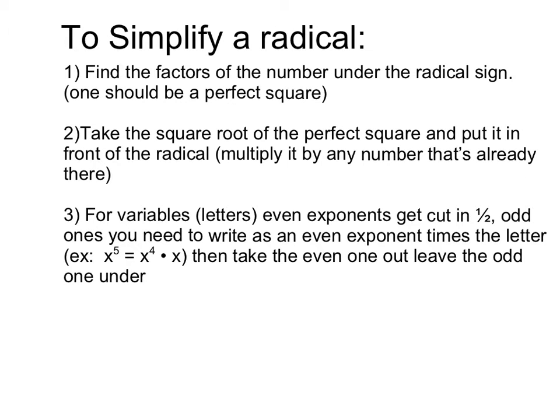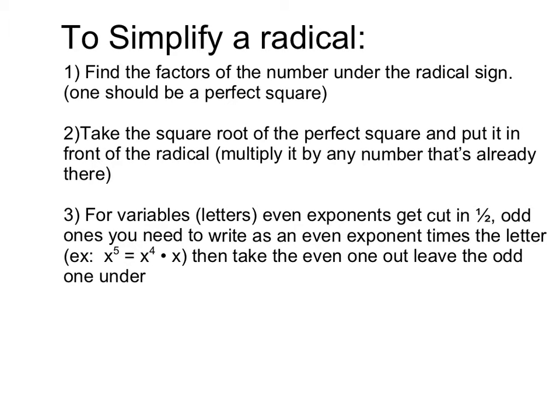To simplify a radical, what you're going to do is find the factors of the number under the radical sign. One should be a perfect square. You're going to take the square root of the perfect square and put it in front of the radical. You're going to multiply it by any number that's already there.